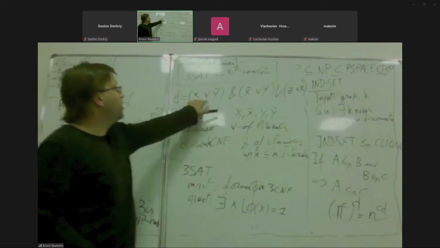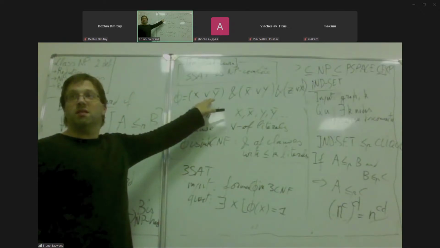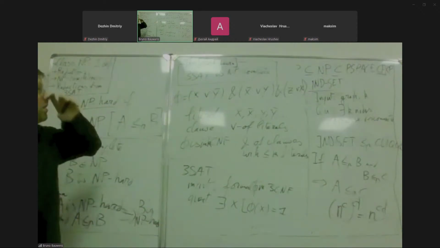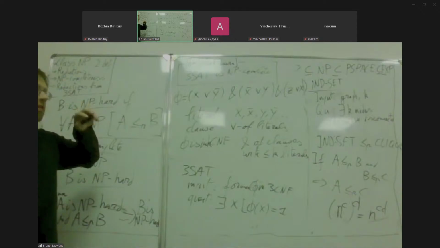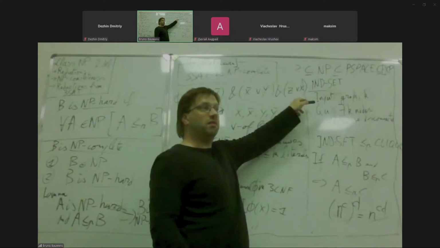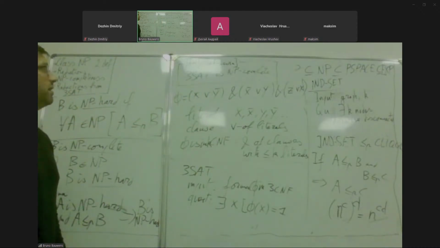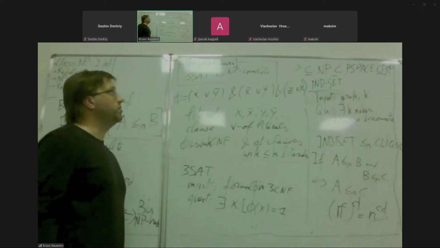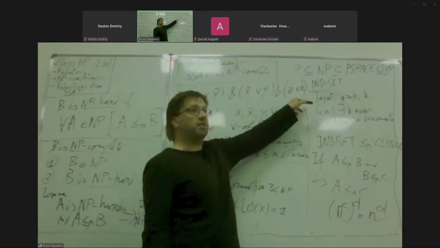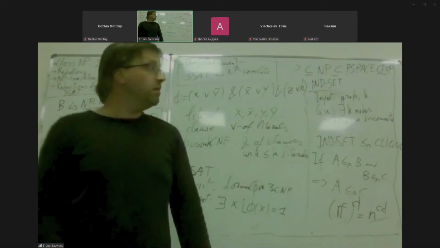So here we have a formula. Is it satisfiable? Yes, we can take all variables set to 1, because every clause has a positive variable. If we set all variables to 0, then it's false because the last clause is false.